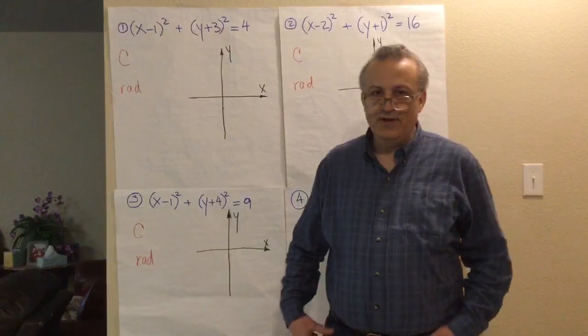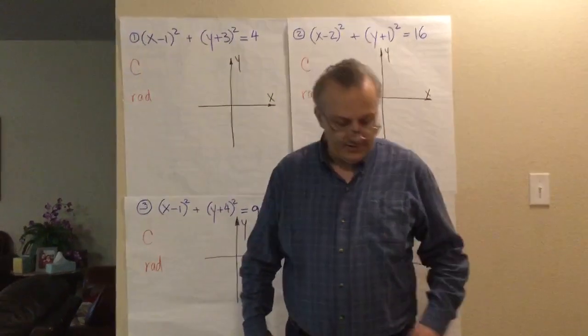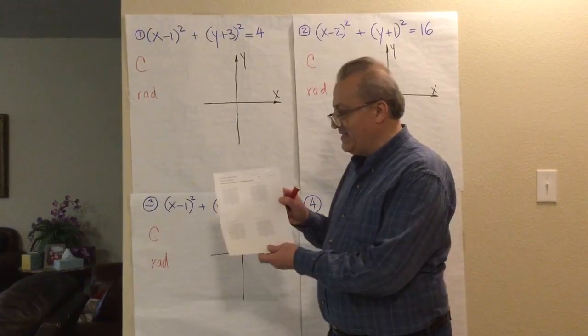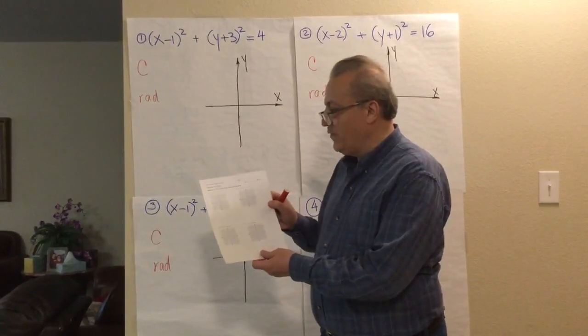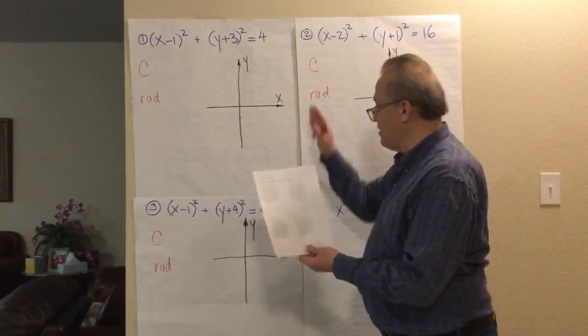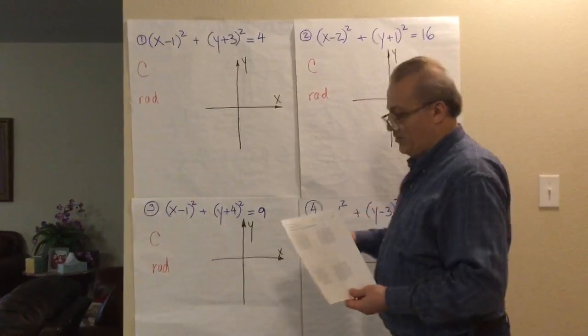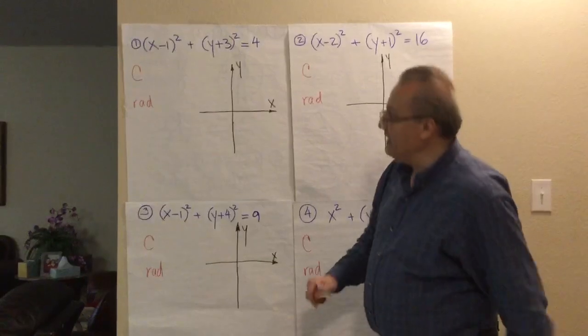Today we're going to talk about equations of circles. On your assignment, which looks like this, you had 4 problems. Those 4 problems are right here on my improvised whiteboard. What do we have to find first?